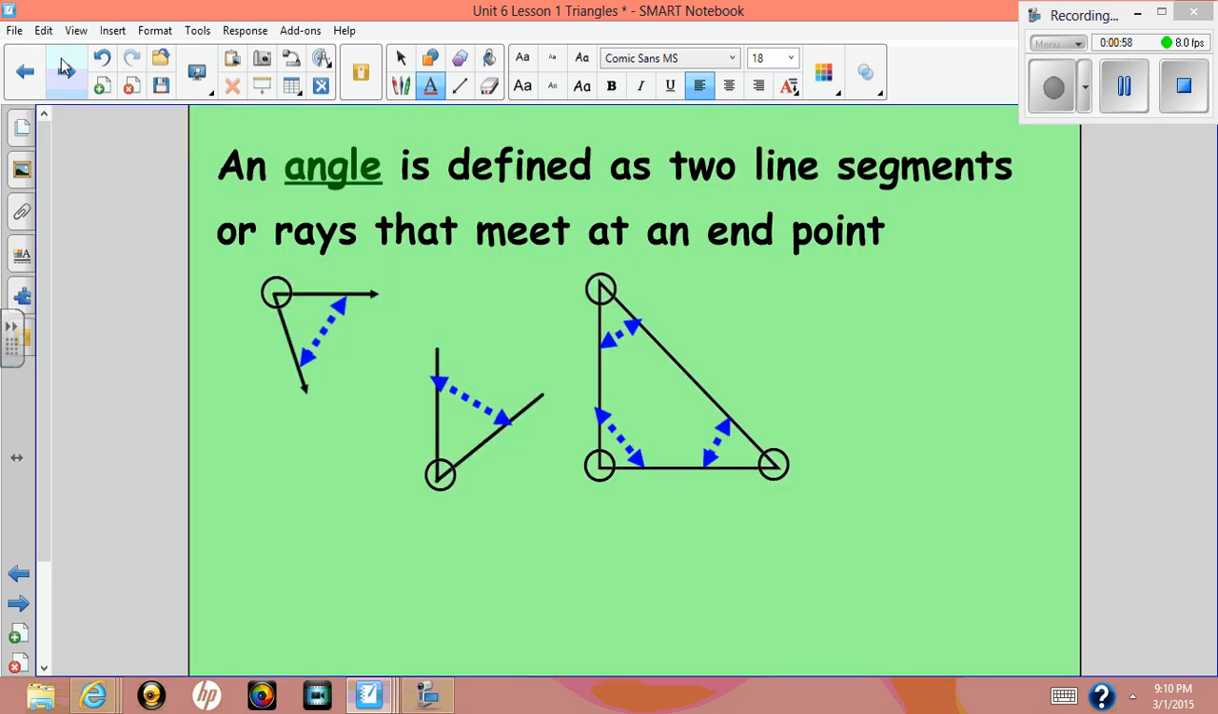An angle is defined as two line segments or rays that meet at an end point. Here is our end point, and here are our two rays in this case, and two line segments here. The angle is created by the section in between the two rays and the two line segments. I've identified a triangle, so you can see that a triangle also has three endpoints, and it has three angles as well.